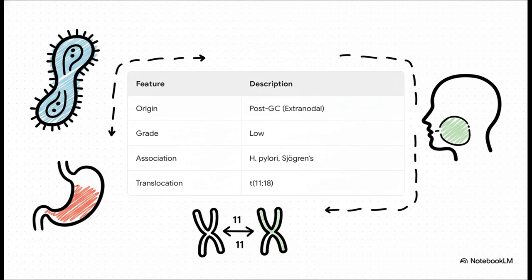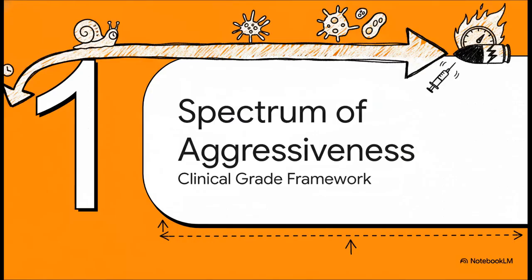You see the same thing in Sjogren's syndrome, where chronic autoimmune inflammation in the salivary glands sparks the MALToma. Some of these cases have a t(11;18) translocation, which creates a fusion protein that keeps a key inflammatory pathway, NF-kappa B, switched on. Okay, so we've established our biological roadmap.